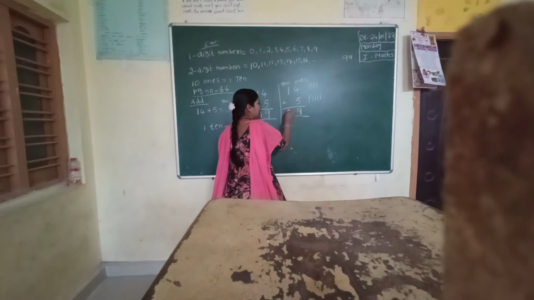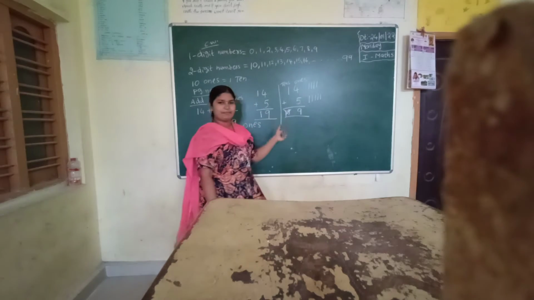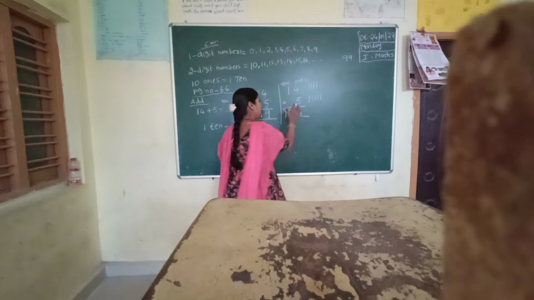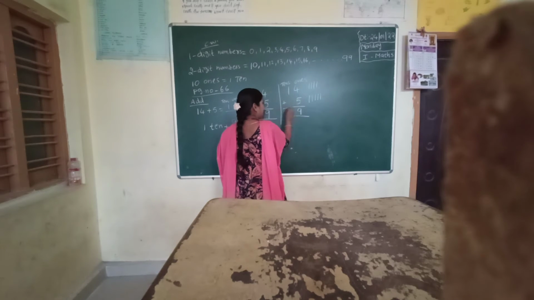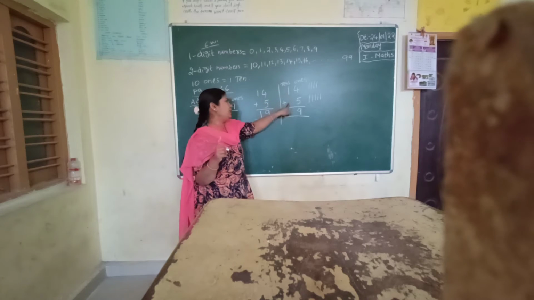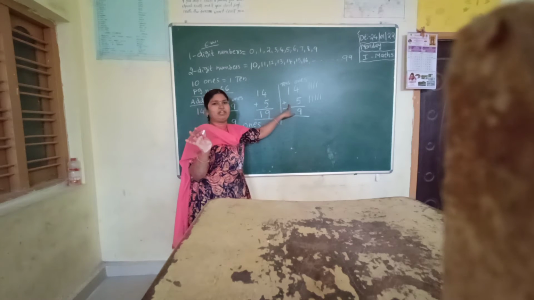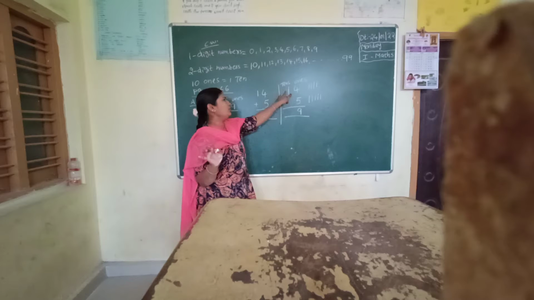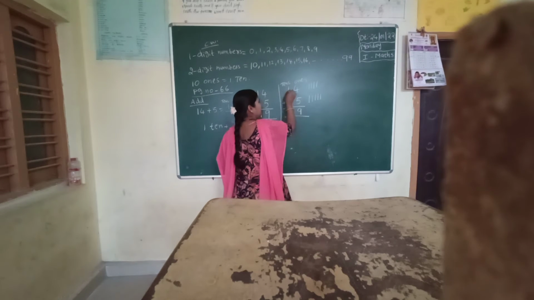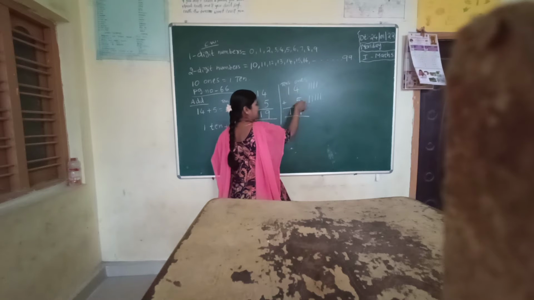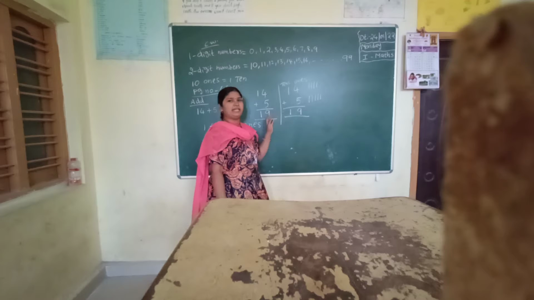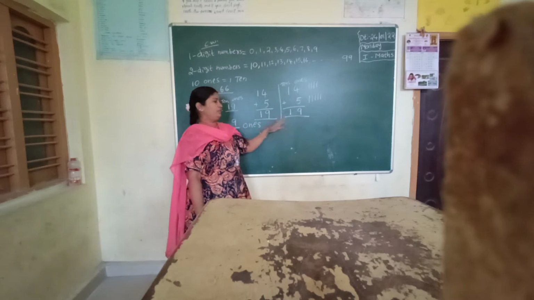Some of you are writing like this, which is wrong. The ones place answer must be written in the ones place only. Now go for the tens place. In the tens place we have only one number. Nothing else is given for adding, so you have to write the 1 directly. Okay, 1 then 9, that is 19. Whichever way you add, you are getting the same answer.